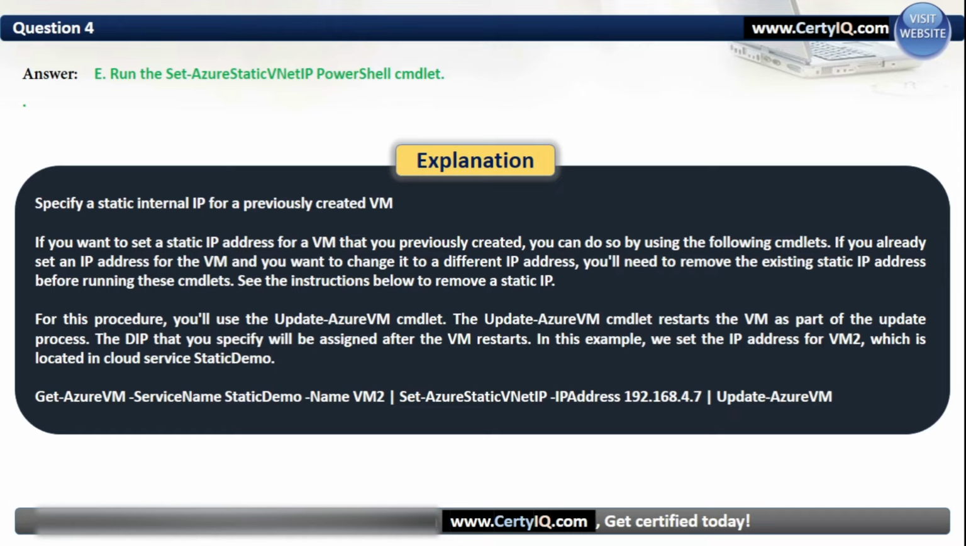For this procedure, you shall use the Update-AzureVM cmdlet. The Update-AzureVM cmdlet restarts the virtual machine as part of the update process. The DIP that you specify will be assigned after the virtual machine restarts. In this example, we set the IP address for VM2, which is located in Cloud Service StaticDemo.